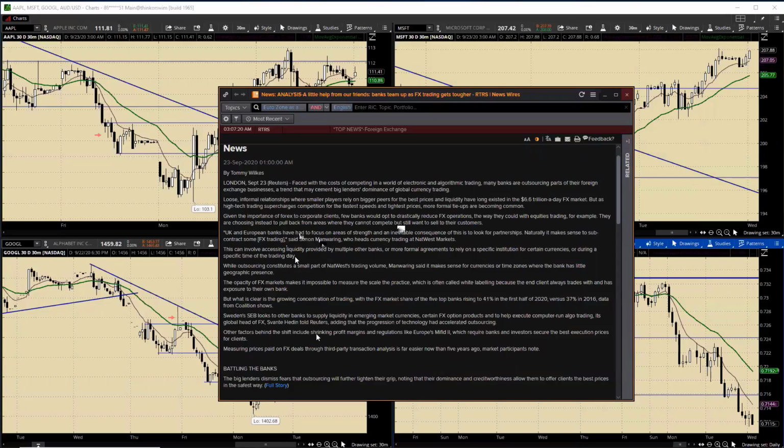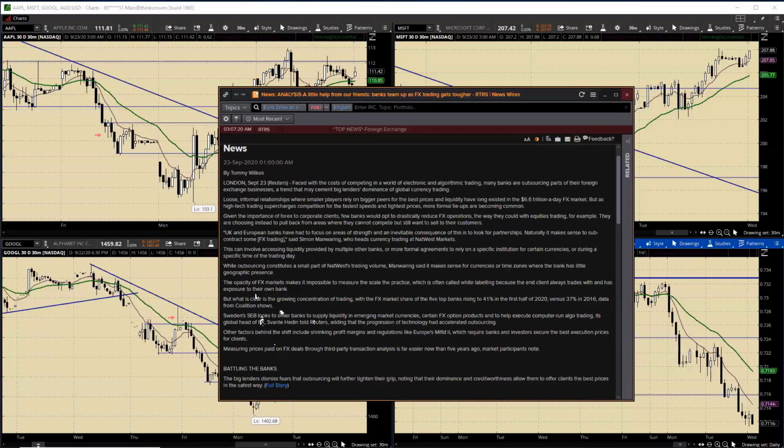UK and European banks have had to focus on areas of strength. The inevitable consequence is to look for partnerships. Naturally, it makes sense to subcontract some trading, said Simon Mannering. This can involve accessing liquidity provided by multiple other banks or formal agreements to rely on specific institutions for certain currencies or during a specific time of the day. While outsourcing constitutes a small number of NatWest trading volume, Mannering said it makes sense for currencies or time zones where the bank has little geographic presence.